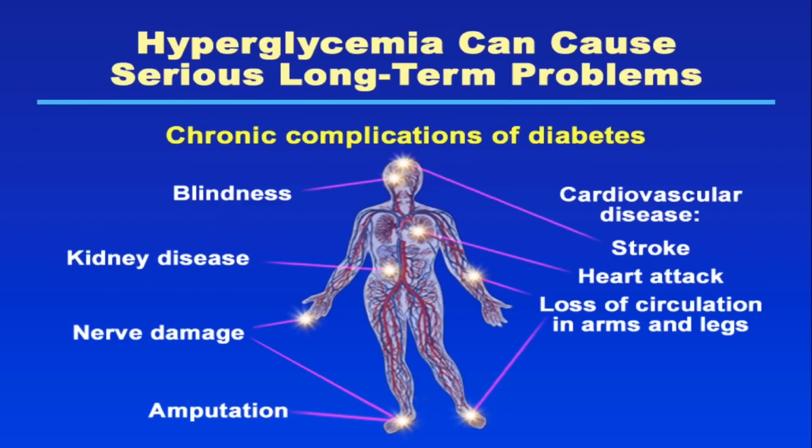And also, we have these chronic complications of diabetes as a result of the pathogenesis of diabetes. So we have blindness, kidney disease, nerve damage, cardiovascular diseases, stroke, heart attack, and loss of circulation in the arms and legs that could also lead to amputation.